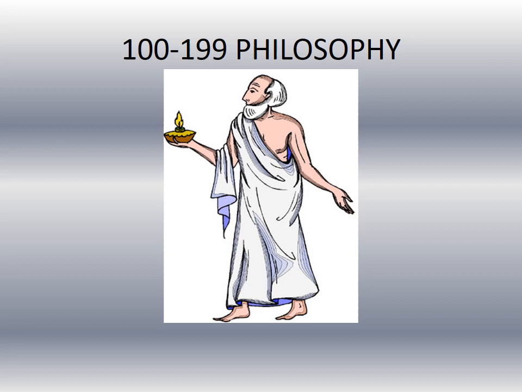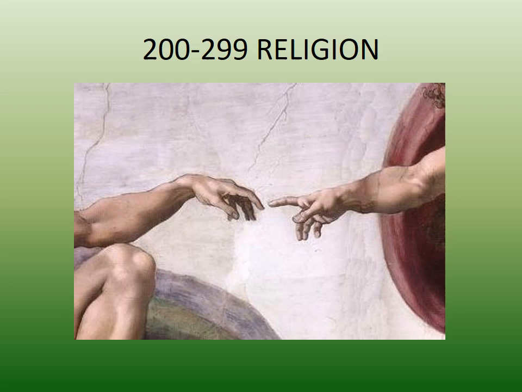The next class is the 100 class, which is for philosophy and psychology. This is an important class in our media center because we have a lot of books on child psychology under the 150s. This is the religion class, 200, mostly Christian religion, but it also has a small section for other religions as well.